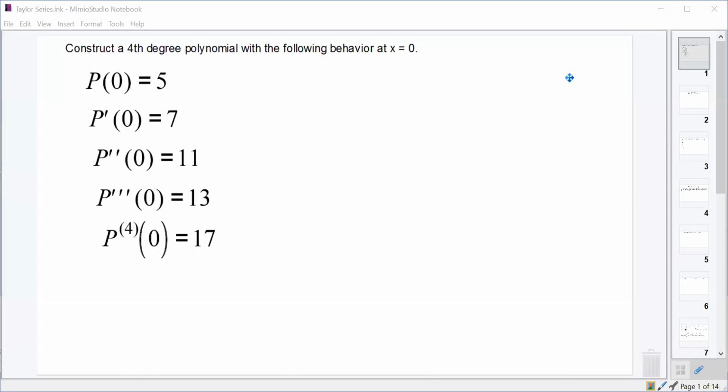I'd like to see if you can construct a fourth degree polynomial that has all of these behaviors at x equals 0. So that its fourth derivative at 0 is 17, its third derivative at 0 is 13, its second derivative at 0 is 11, its first derivative at 0 is 7, and the function itself at 0 equals 5.